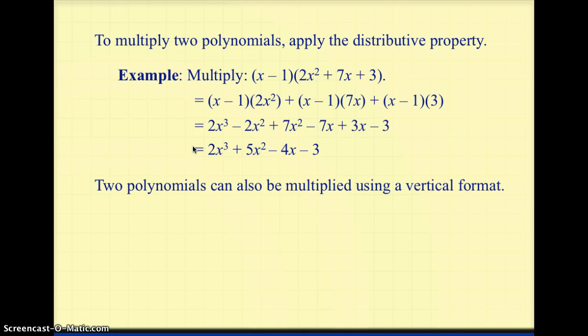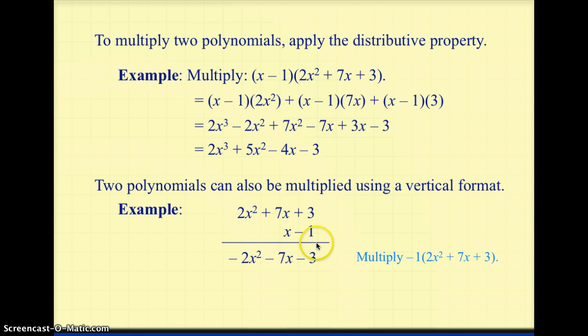Two polynomials can also be multiplied using a vertical format. The way you do it is set it up like a multiplication problem. And you would first multiply the negative 1 and keep your sign. So negative 1 times 3 is negative 3. Negative 1 times 7x is negative 7x. Negative 1 times 2x squared is negative 2x squared.